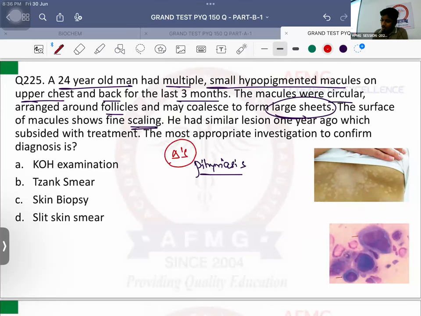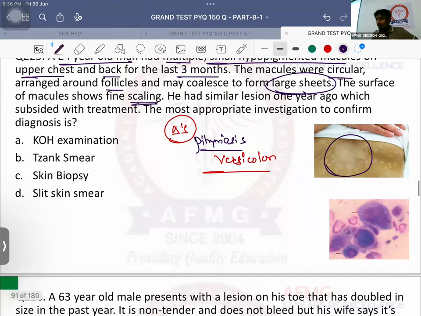Pehle kya lag raha hai? What is the likely diagnosis? Pityriasis versicolor, also known as tinea versicolor. Causes, Malassezia furfur or Malassezia globosa. Hyperpigmented or hypopigmented macules mainly on the trunk with scaling, characteristic feature.